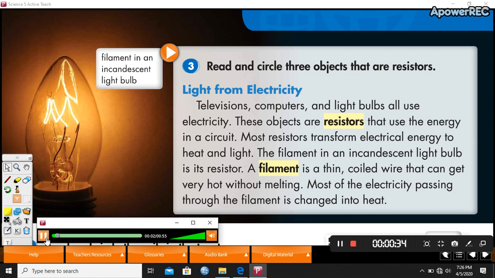Unit 8, Lesson 3, Activity 3. Light from electricity. Televisions, computers, and light bulbs all use electricity. These objects are resistors that use the energy in a circuit. Most resistors transform electrical energy to heat and light. The filament in an incandescent light bulb is its resistor. A filament is a thin, coiled wire that can get very hot without melting. Most of the electricity passing through the filament is changed into heat.